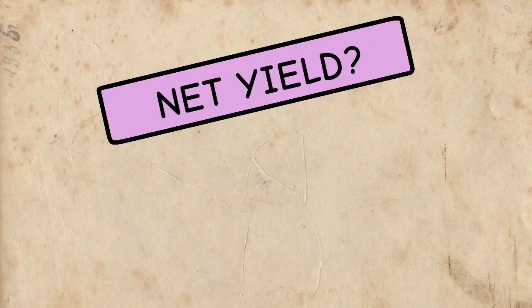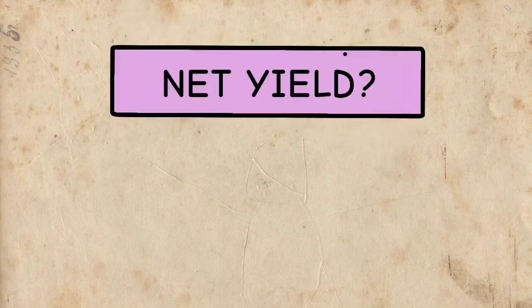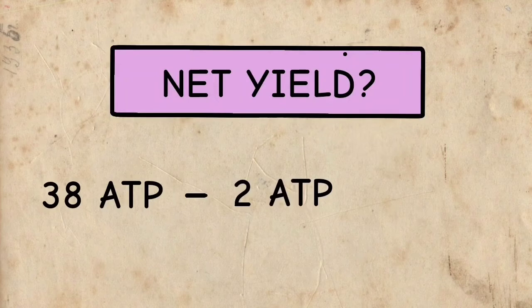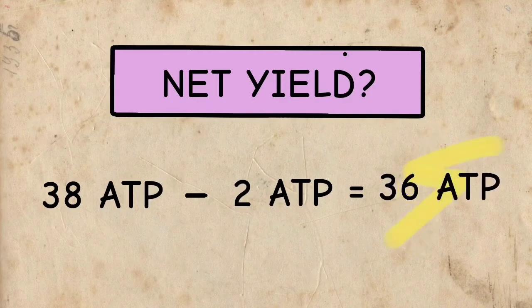How about the net yield? Remember the activation process? An equivalent of 2 molecules of ATP are used. That is why we need to subtract 2 ATP from 38 ATPs, resulting in a 36 net ATP yield.